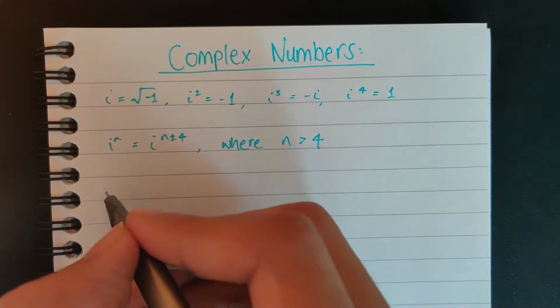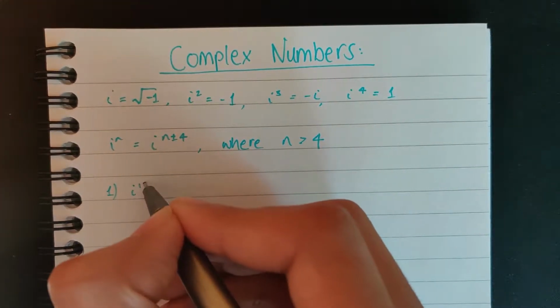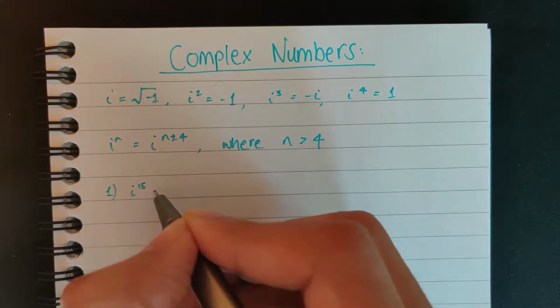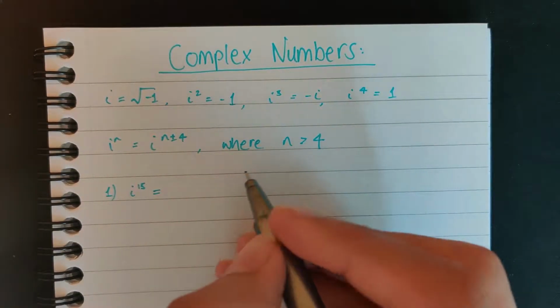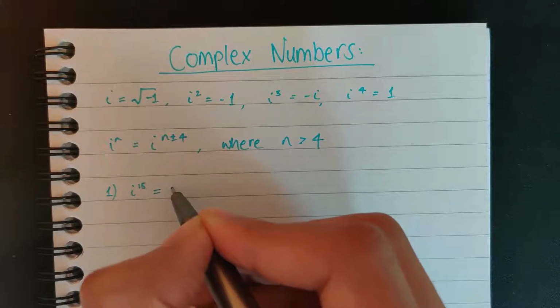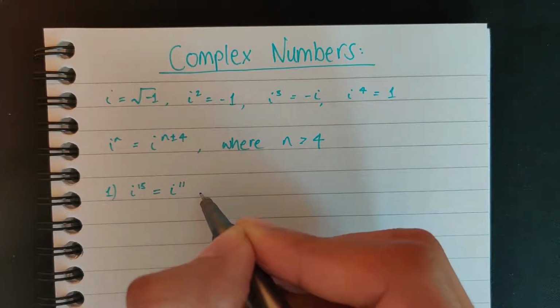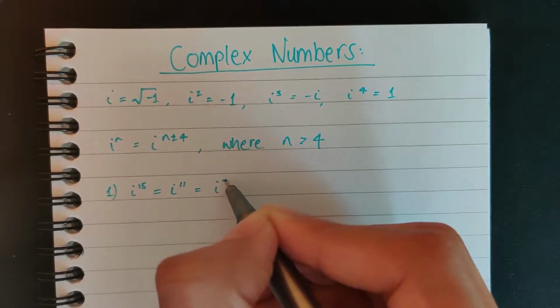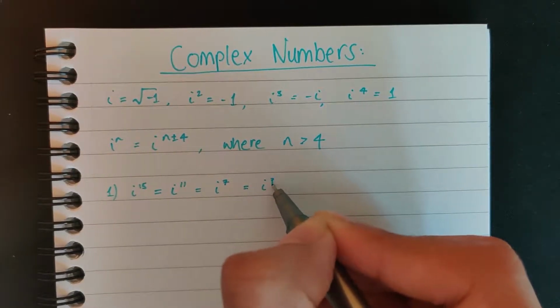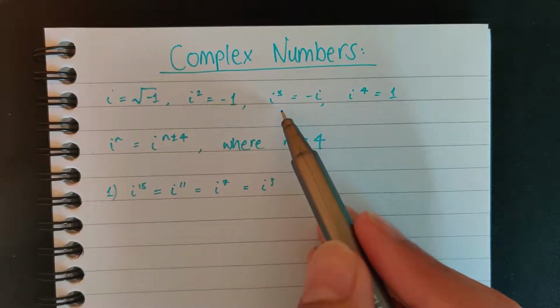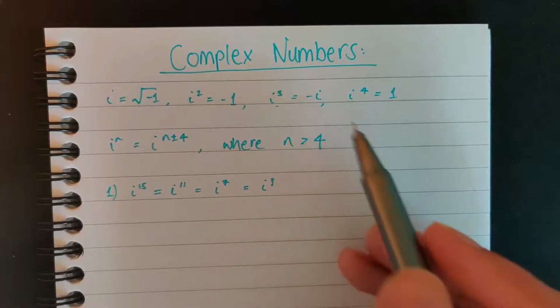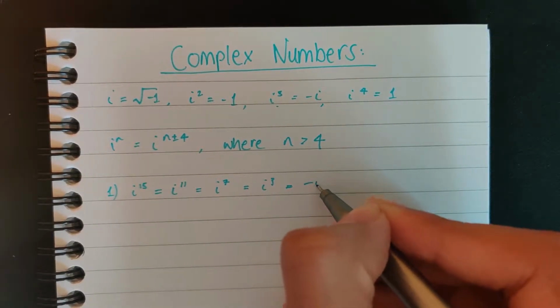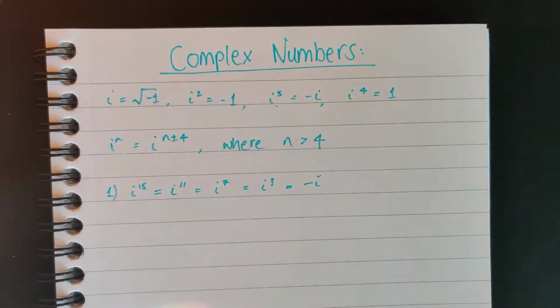If we were asked what i to the power of 15 was equal to, we could essentially use this fact to find out that i to the power of 15 is the same as i to the power of 11, which is equal to i to the power of 7, which is equal to i to the power of 3. And from up here, we know that i to the power of 3 is equal to minus i, which means our final answer would be minus i.